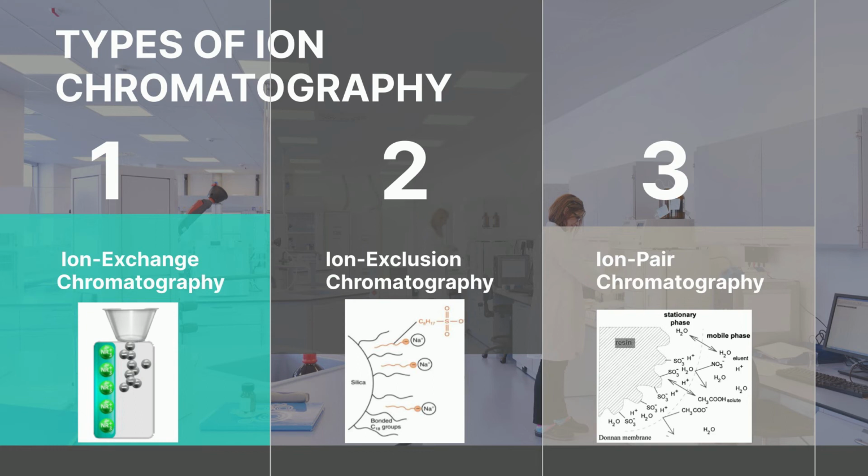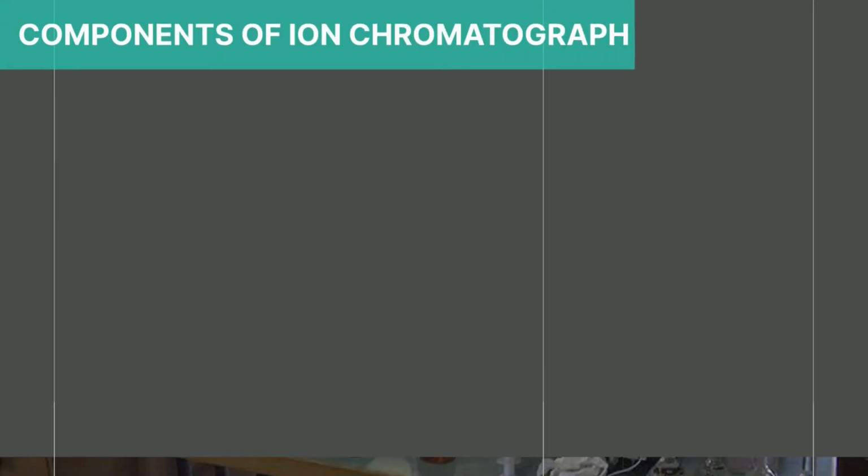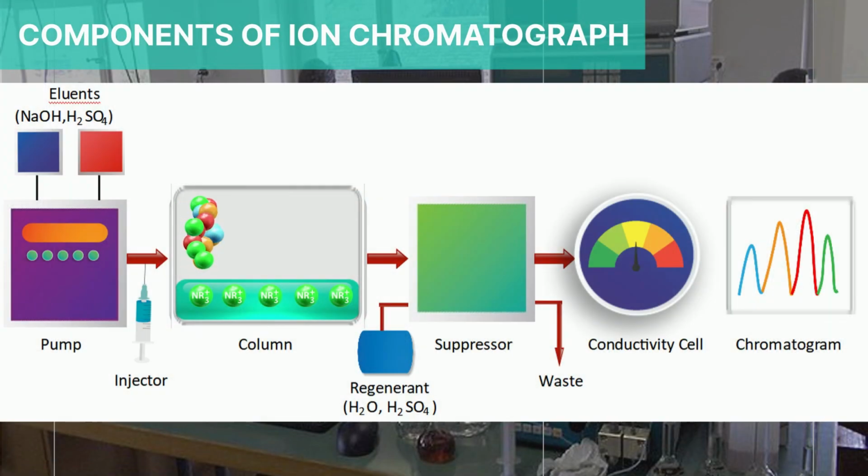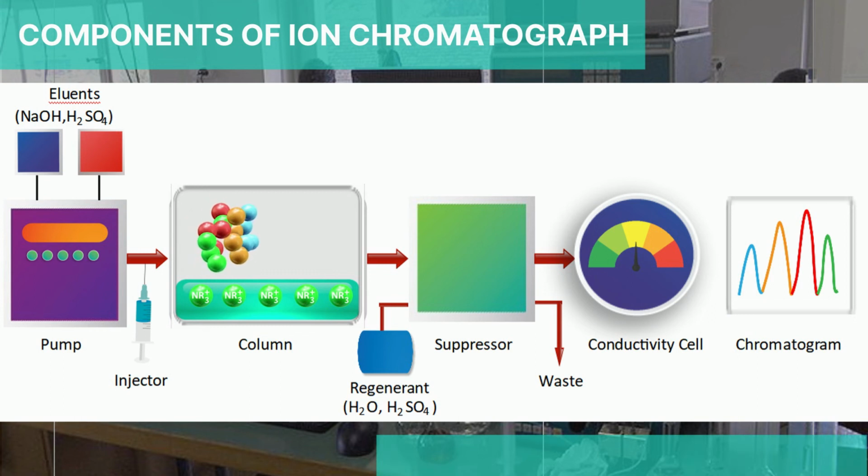Now that we understand the basis of separation in ion chromatography, let us move on to the instrumentation requirements of an ion chromatograph. This is how the components of a typical ion chromatograph are laid out.